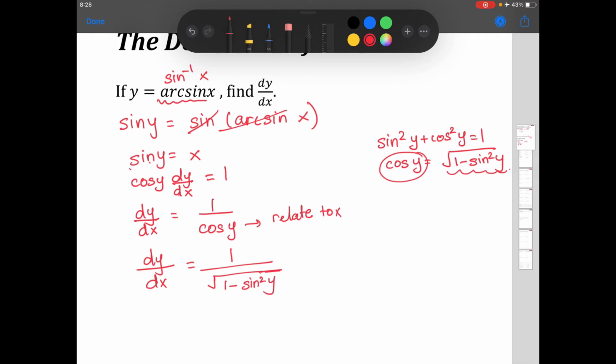I already know my sine y here. My sine y is what? x. So sine squared y will be what? x squared. So dy over dx is equal to 1 over the square root of 1 minus x squared. So that is the derivative of arc sine of x, right? Similarly, you can find the others.